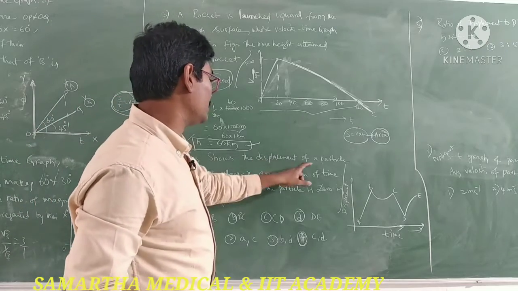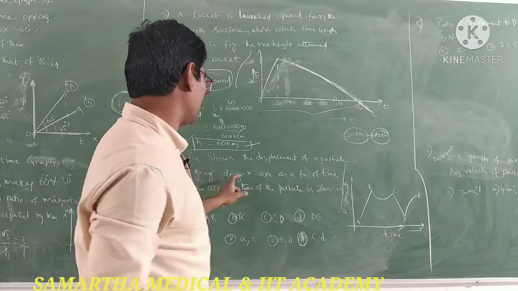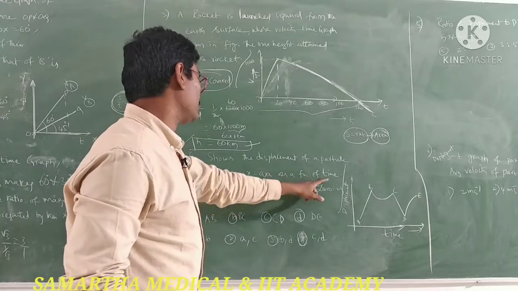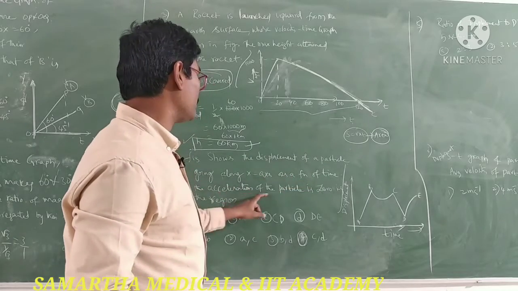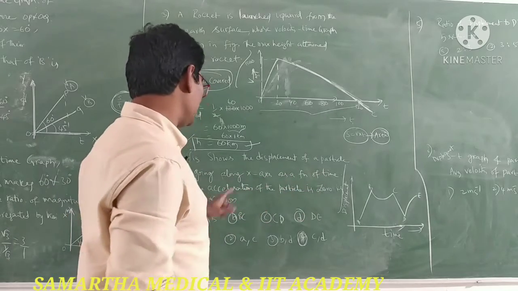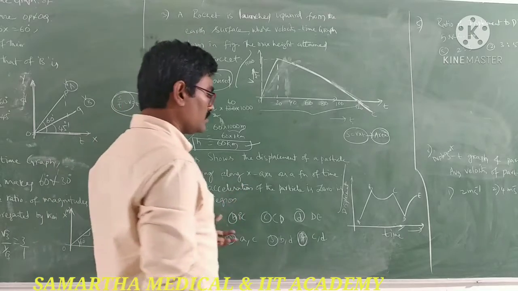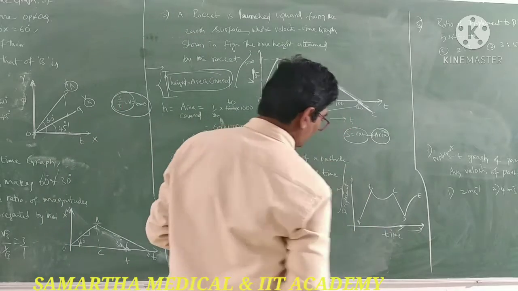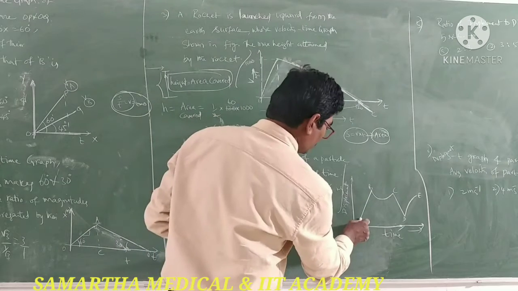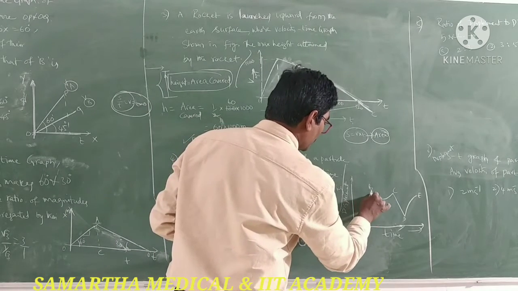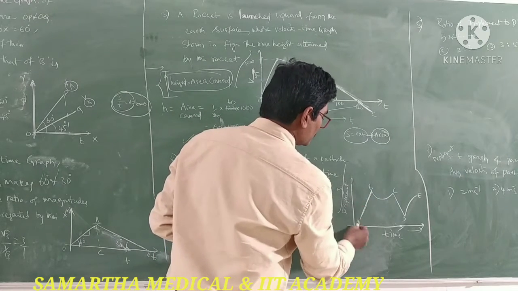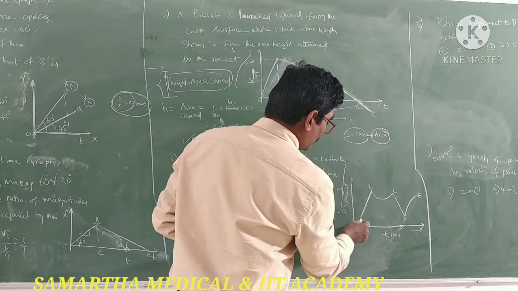The figure shows the displacement of a particle going along the x-axis as a function of time. The acceleration of the particle is 0 in which region? Okay, see here, this is a displacement time curve. What does it represent from A to B? It's a straight line passing through the origin.